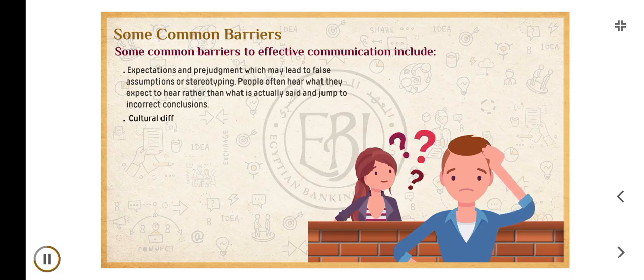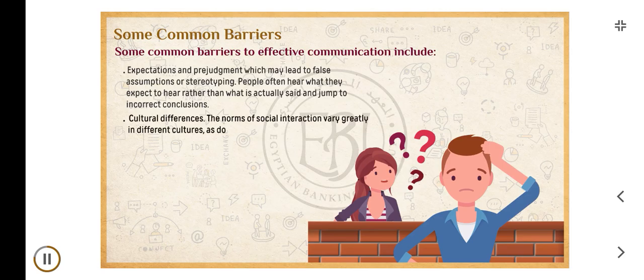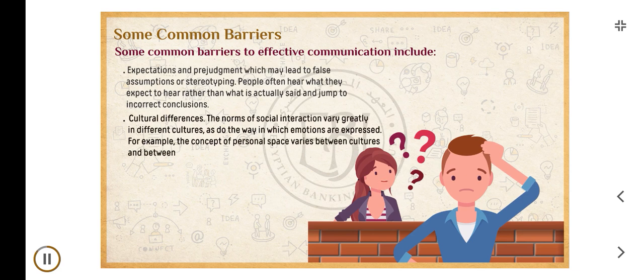Cultural differences. The norms of social interaction vary greatly in different cultures, as do the way in which emotions are expressed. For example, the concept of personal space varies between cultures and between different social settings.